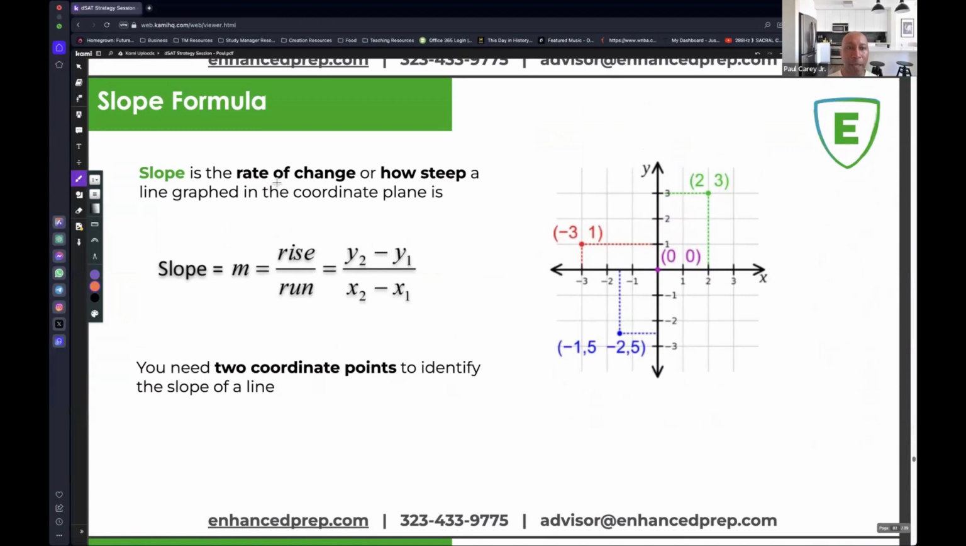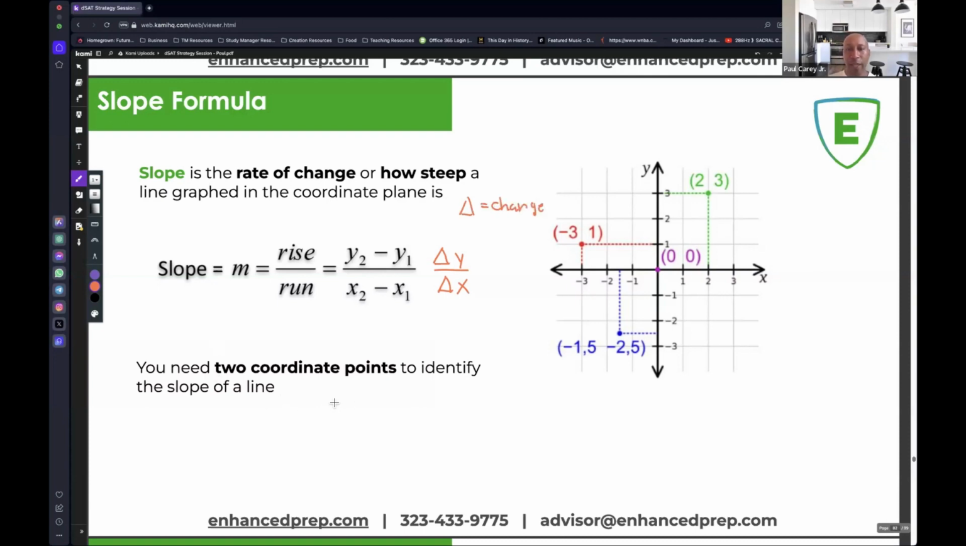Okay? So just remember, your slope is going to be your rate of change. You always want to think about how steep something's going to be. So slope is always going to be your rise over your run. So your change in y, sometimes you're going to see it as a delta y over a delta x. This just means change. Okay.